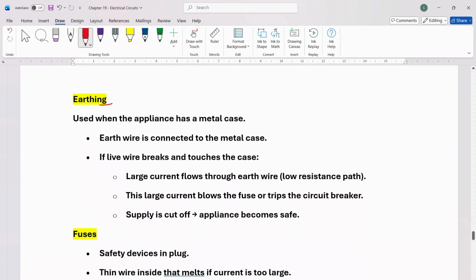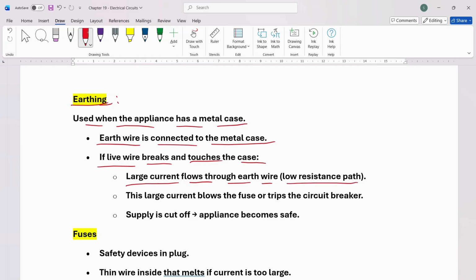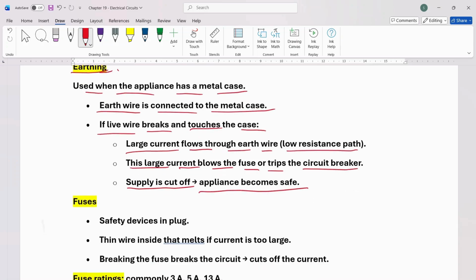Let's discuss earthing. It is used when appliances have a metal case. The earth wire is connected to the metal case. If the live wire breaks and touches the case, a large current flows through the earth wire. Low resistance path. This large current blows the fuse or trips the circuit breaker. Supply is cut off. The appliance becomes safe.